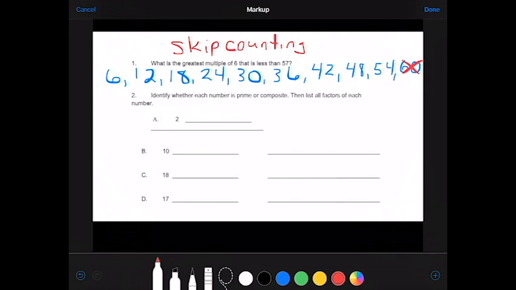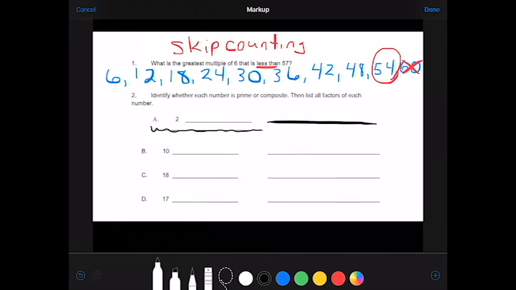Because the directions say, what is the greatest multiple of 6 that is less than 57? And 60 is bigger than 57, so that would make 54 my correct answer. Make sure that you actually circle 54 or write that it equals 54 so that your teacher can give you the points.